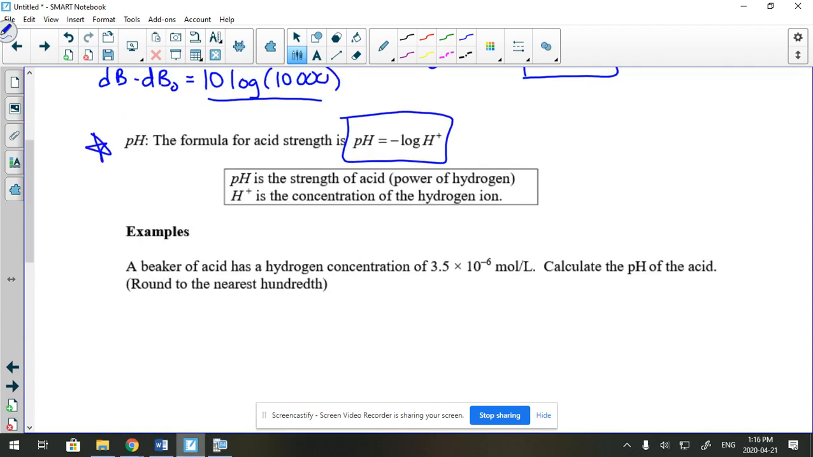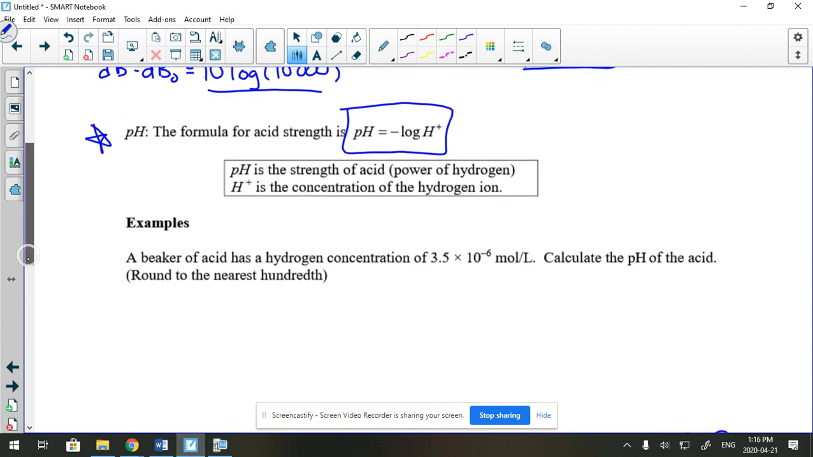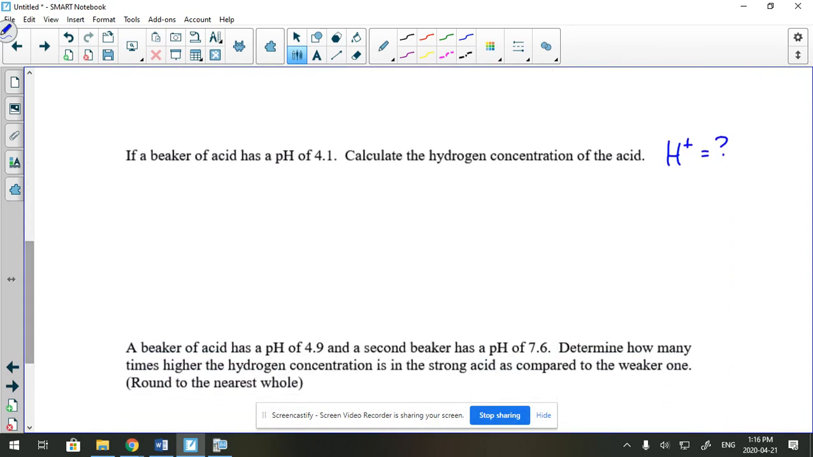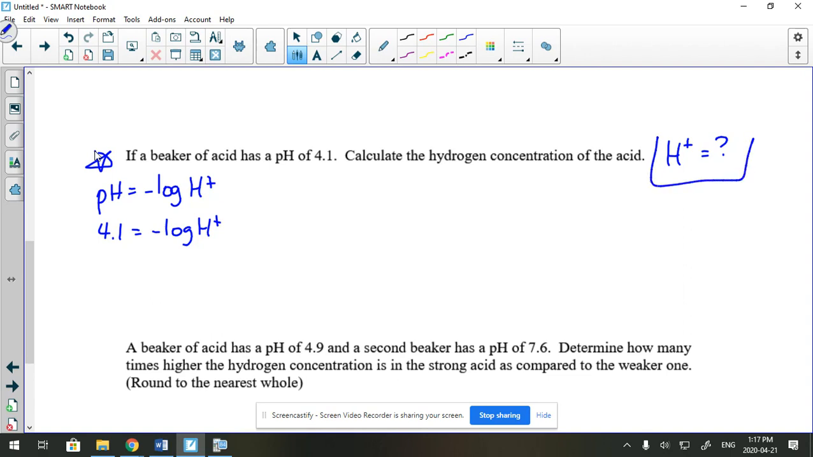Okay, so now we're going to skip down to the second example, so you can look at the first one in your notes if you like. So now we're going to go down to this one here. It says if a beaker of acid has a pH of 4.1, so we know we're dealing with pH, so we're going to start with our pH formula. And then we're going to plug in what we know. It says it has a pH of 4.1. And it wants to calculate the hydrogen concentration of the acid. So we want to know what our hydrogen concentration is, our H+.